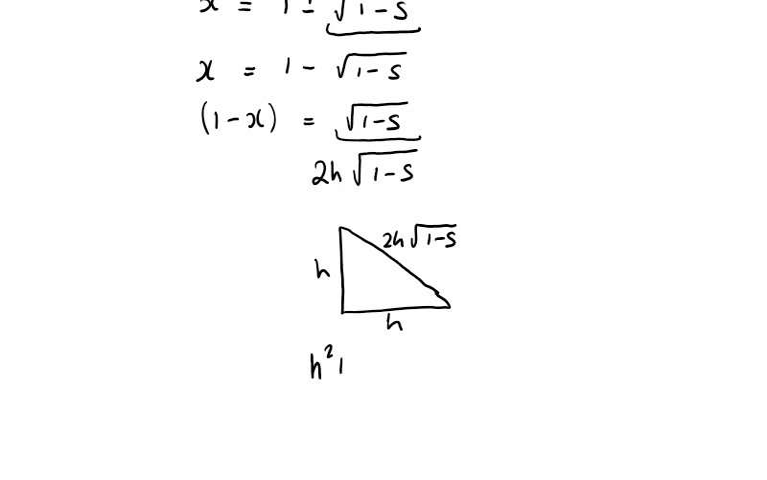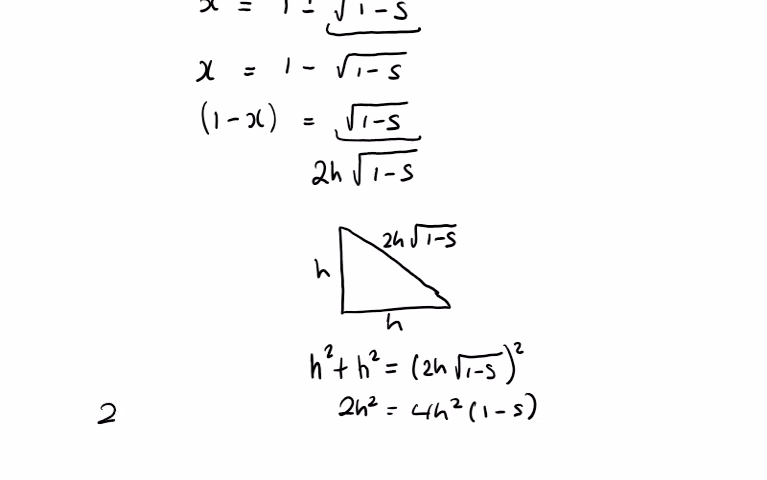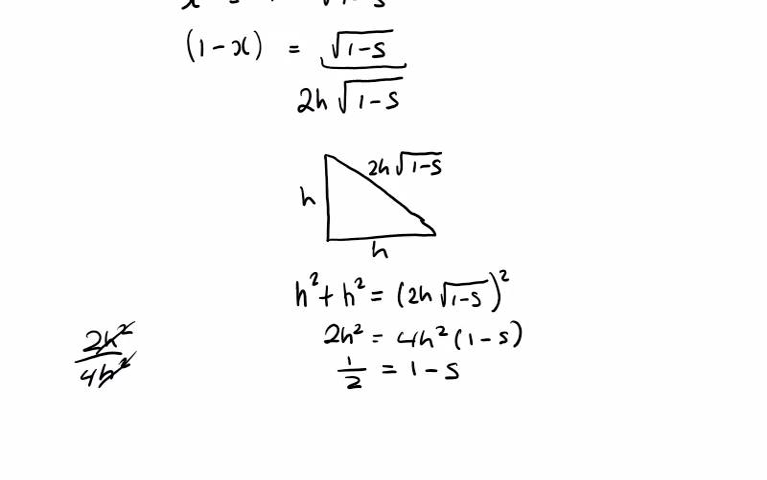So using Pythagoras, h squared plus h squared is equal to 2h times the square root of 1 minus s, all squared, and that's a product, so we can square both individually. So 2h squared is equal to 4h squared times 1 minus s. So if I divide by 4h squared, I'm going to get 2h squared over 4h squared, which is 2 over 4, or 1 over 2. So 1 over 2 is equal to 1 minus s, which would leave s being a half. So a nice way to do this question. Try 2016 part B using the same method, and hopefully you'll have success.